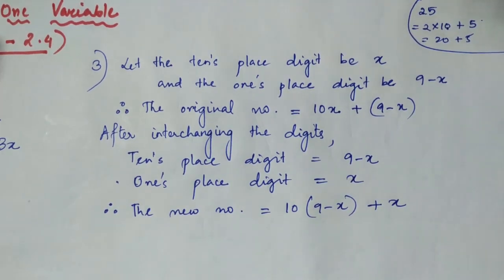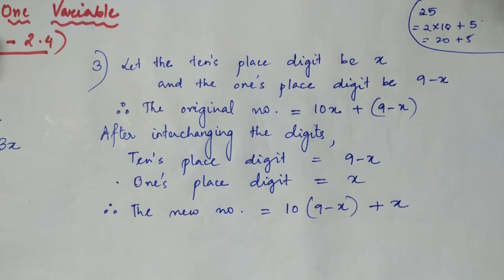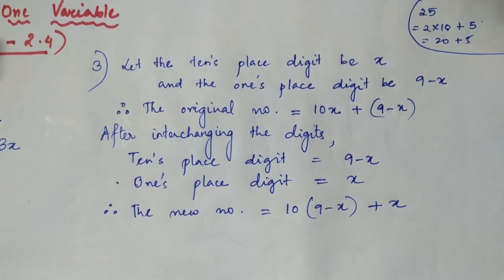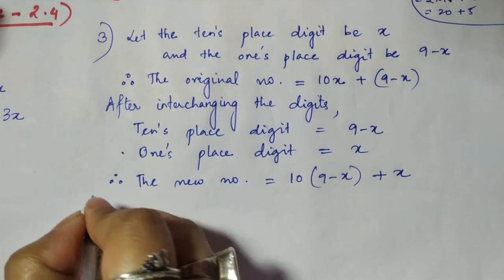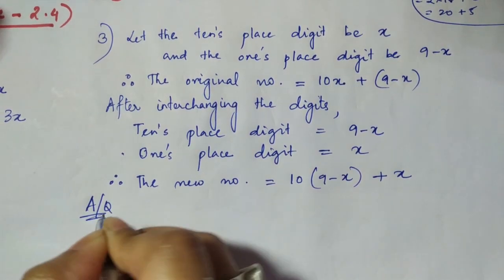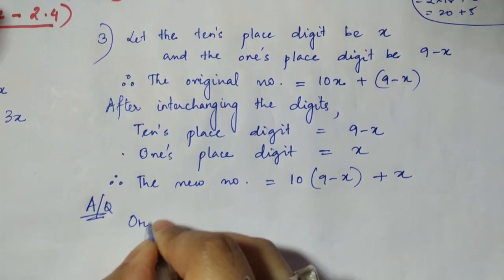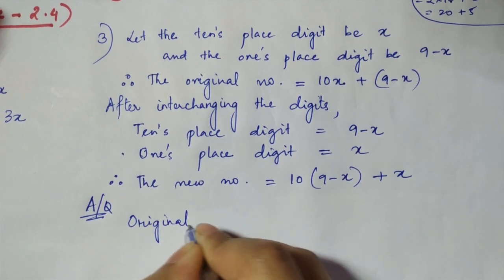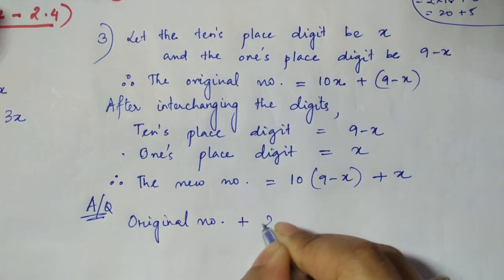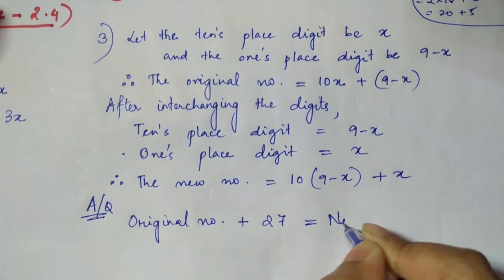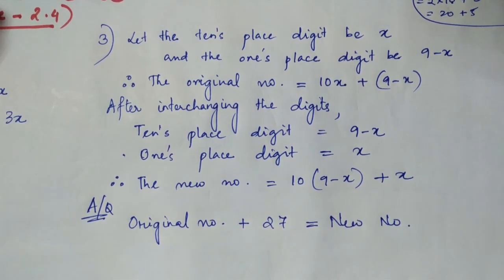Now in the question it is given that when we interchange the digits, the resulting new number is greater than the original number by 27. So will my equation not look something like this? Please see: original number plus 27 is equal to the new number. Is it not like this?